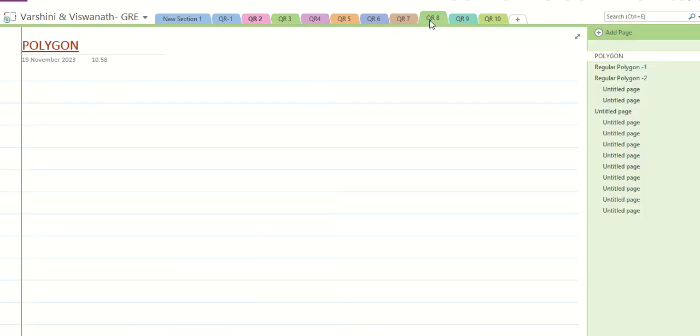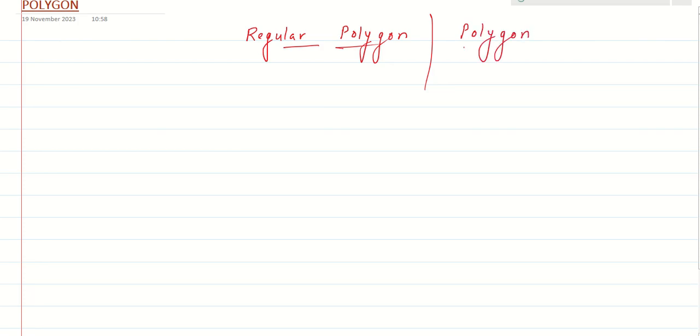Different topic. We have polygon. Very simple. We'll complete it within 10-20 minutes. Polygon, you know what is the meaning of polygon, no? What do you mean by regular polygon? What is the difference between two words? One word is polygon, one word is regular polygon. What is the difference? Have you heard this before?